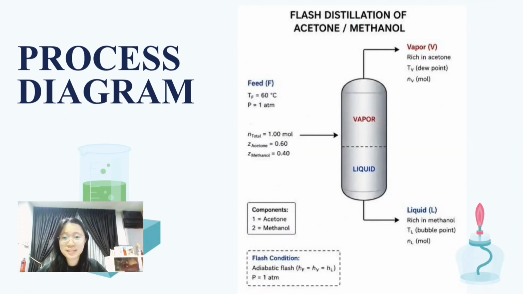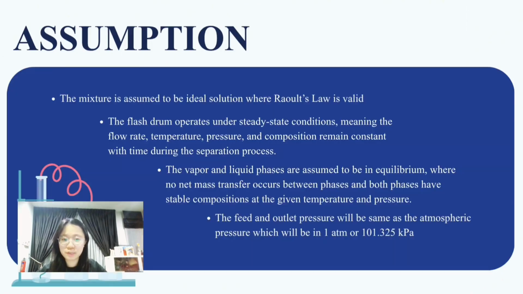So next will be the process diagram. As shown in our process scheme, the initial feed enters the single stage flash drum where it undergoes a sudden pressure drop causing rapid vaporization. So to perform our calculations effectively, we establish 4 key engineering assumptions.